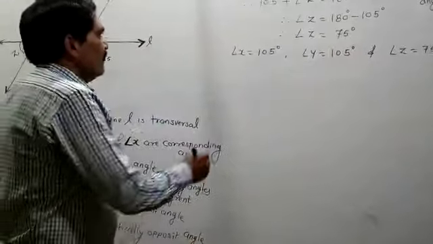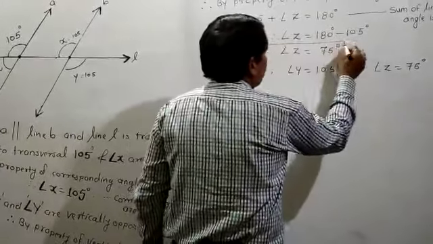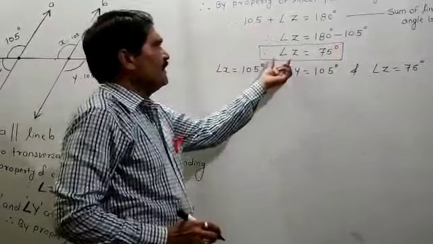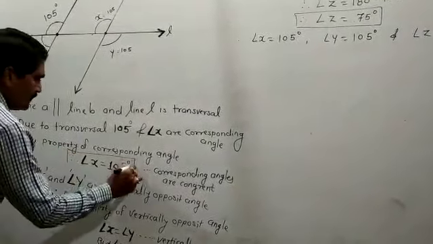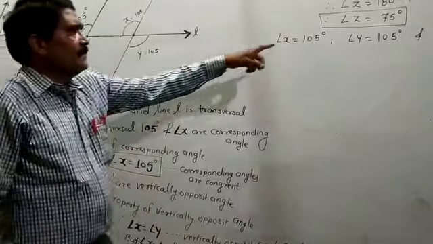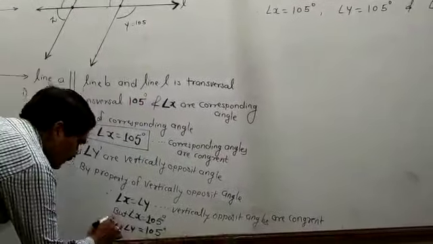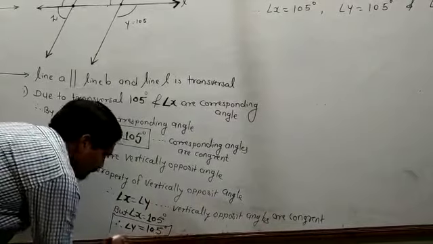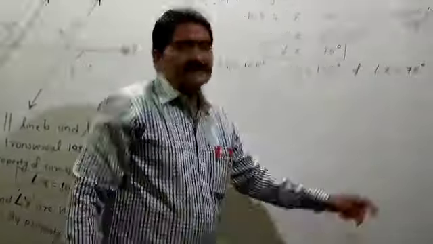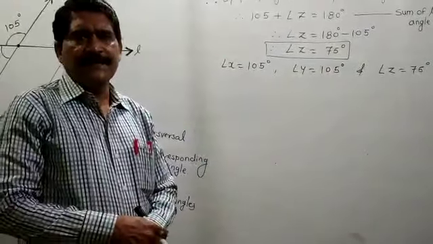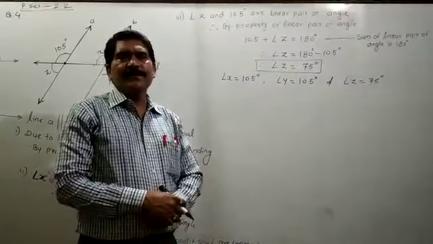From that we get Z. So how much is X? X is equal to 105 degrees. How much is Y? Y is equal to 105 degrees. And how much is Z? Z is equal to 75 degrees. In this way, you have to solve the problem.